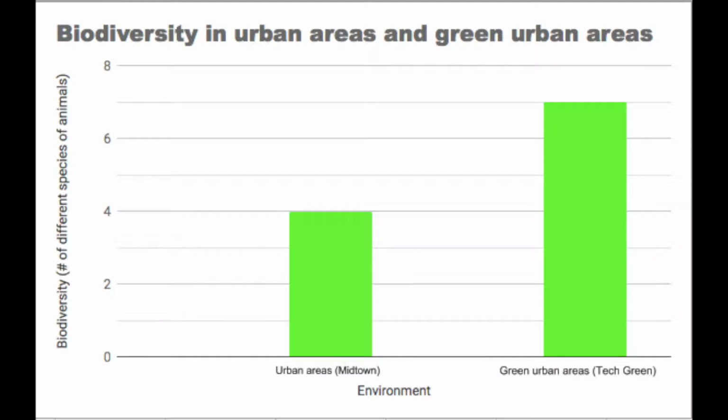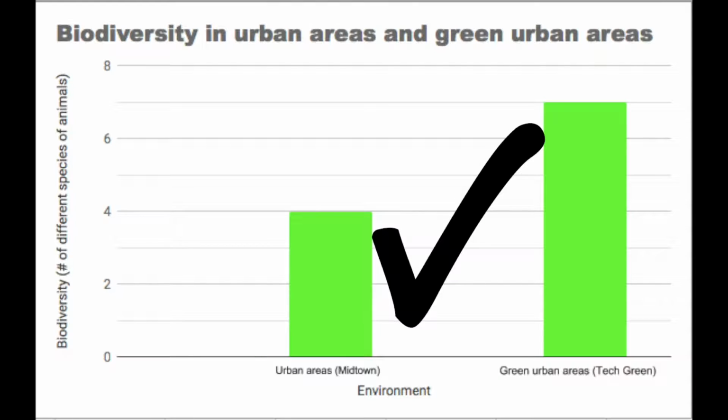Now that we've collected all of our data, let's start analyzing it. This is our final graph where we compare the location with the number of different species observed. We can clearly see that the biodiversity in green urban areas, represented by Tech Green, is greater than the biodiversity in the city, represented by Midtown. Therefore, we can confirm our initial hypothesis, which states that biodiversity is greater in green urban areas.